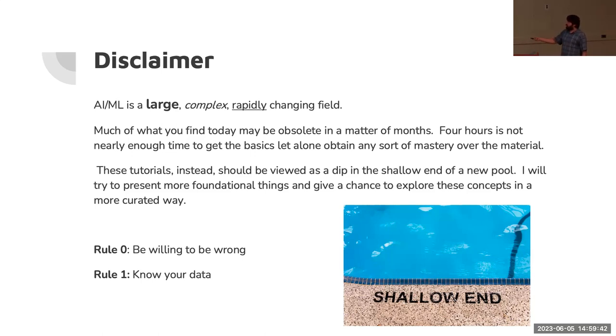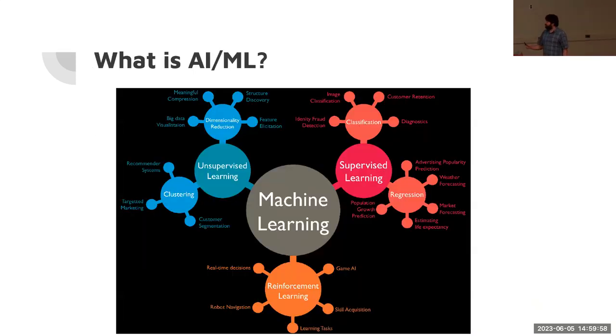So, two rules. Be willing to be wrong is rule zero. It's not really a realm for ego. You don't know what the data is telling you. It's trying to tell you something. What you are assuming might be wrong. Rule one is know your data. Know your data. So I have to do this. I'm sorry. What is AI/ML?